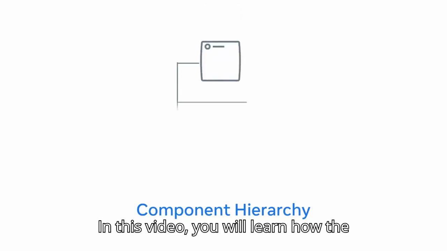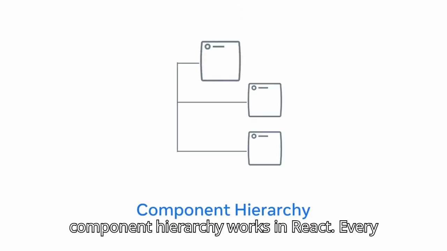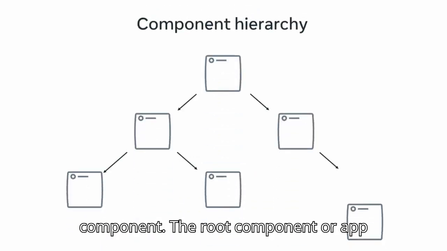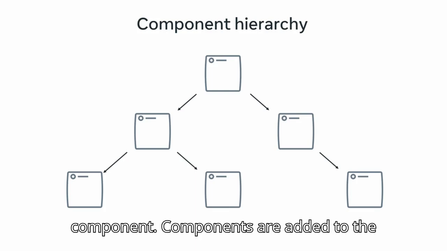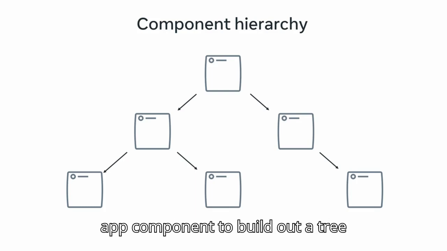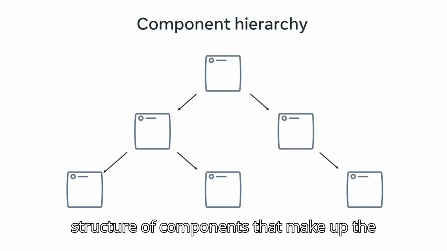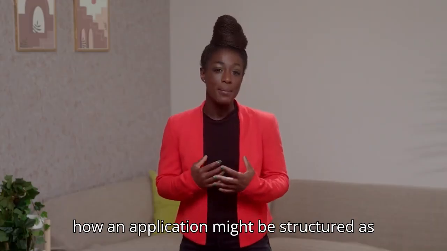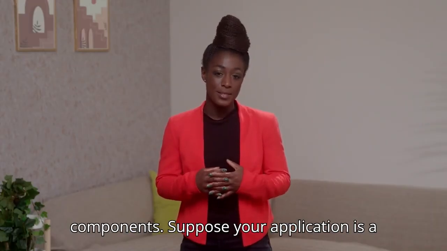In this video, you will learn how the component hierarchy works in React. Every React application contains at least one component, the root component or app component. Components are added to the app component to build out a tree structure of components that make up the application. Let's explore an example of how an application might be structured as components.